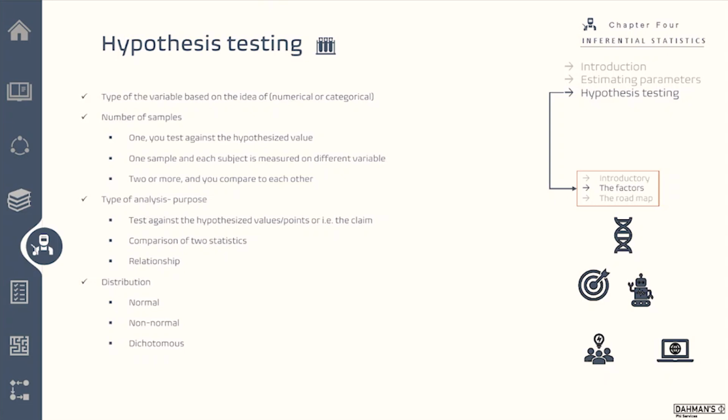Hi, welcome back. So we're in Chapter 4, Inferential Statistics, on the discussion of hypothesis testing. Now we're going to discuss a number of factors that help you to select the right test for your analysis. So far we have come to understand the meaning of test and why we need tests. The outcome of a test, it's just a value.